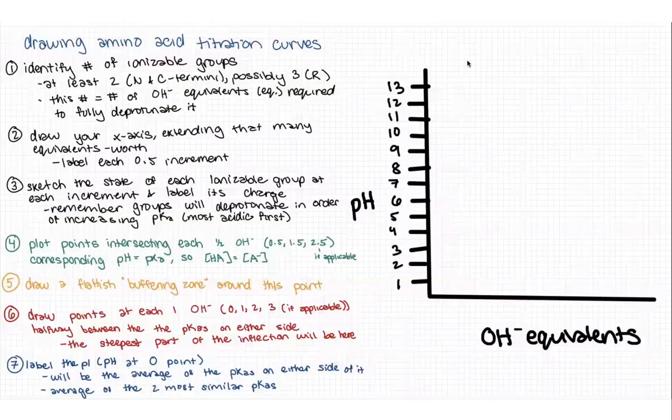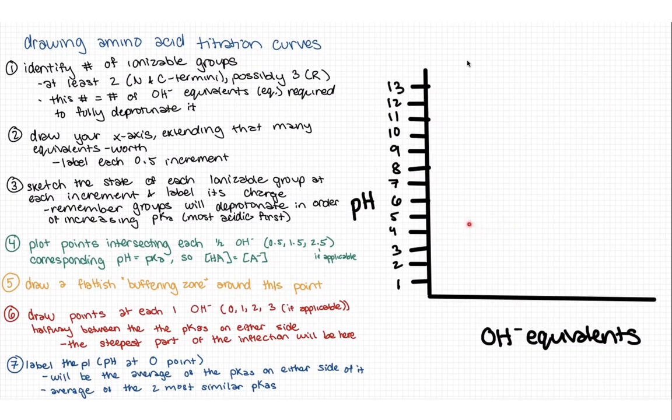Once we do this, we can then plot the points intersecting each half OH equivalent, like 0.5, 1.5, or 2.5 if applicable, corresponding to where the pH equals the pKa. So that would be where we're going over to our pH, and we're going to draw a dotted line over to that many OH equivalents, dotted line down. That will be where we're drawing our point.